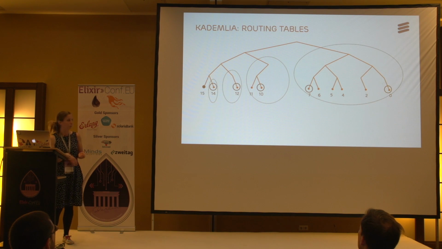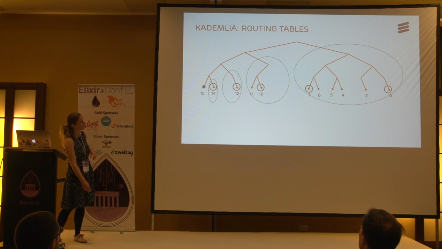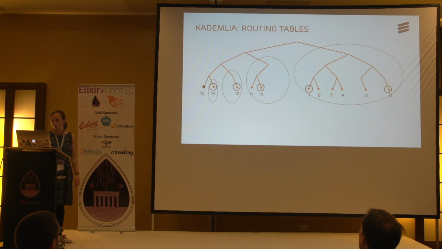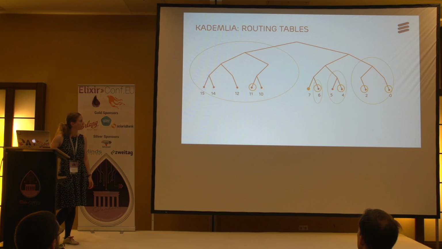And it might look something like this in our example. So node 15 knows at least one node in each of the subtrees, and so it knows node 14 since it has its own subtree, node 12 since it's the only one in the next one, and at least one in each of the other two subtrees as well. And here is the example from node 7's perspective. So this will be the routing table for node 7.